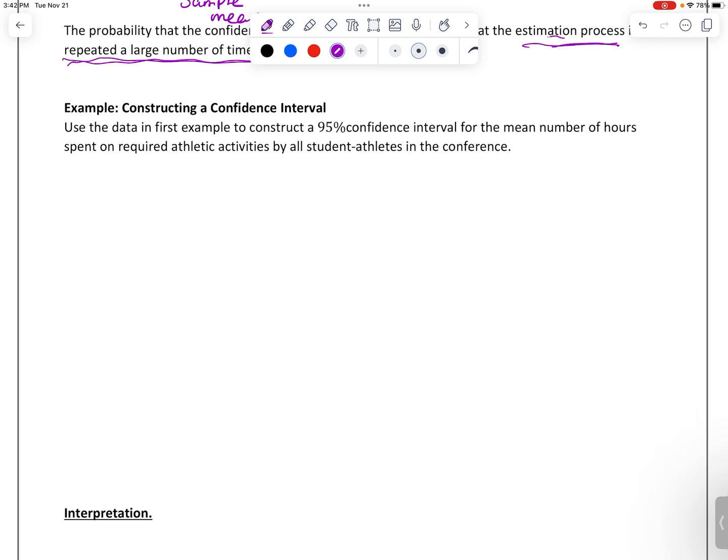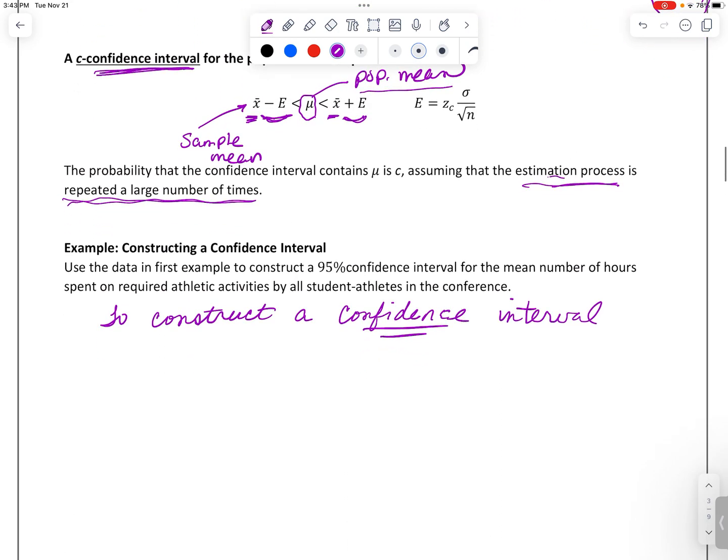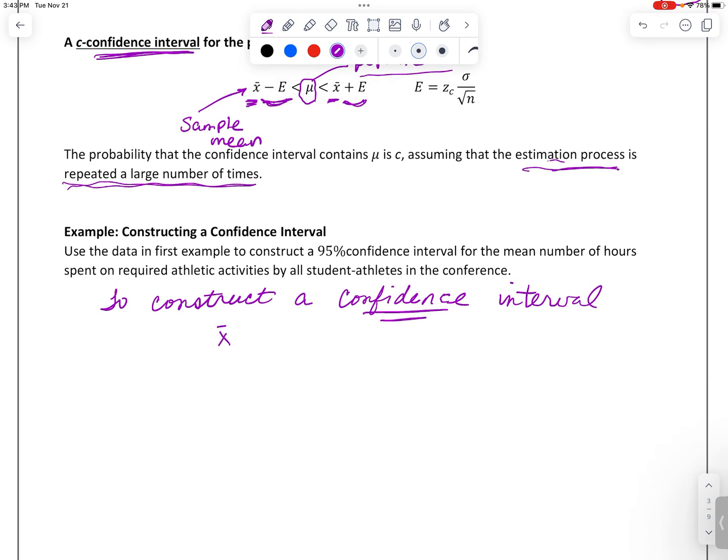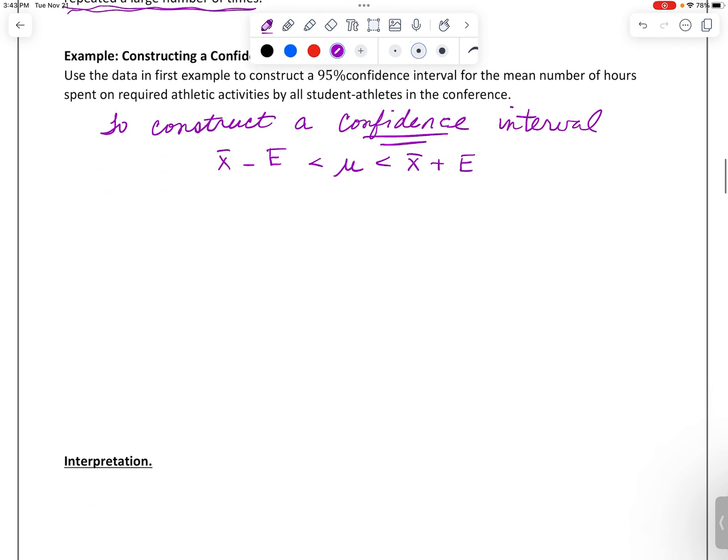All right. So let's construct the entire confidence interval. To construct this, this is the actual interval. What we need is this formula. So we're going to have x bar minus my E sandwiched between my mu and the x bar plus E. So we're going to need several things. This is what we need.